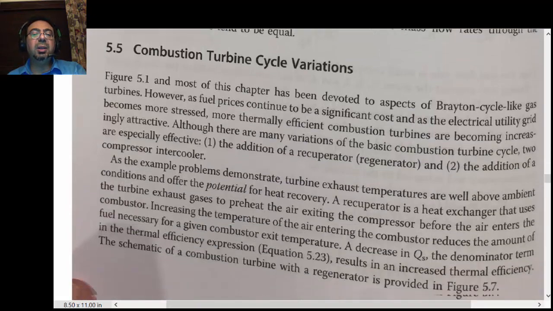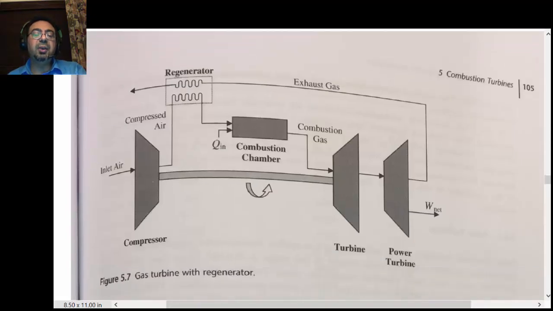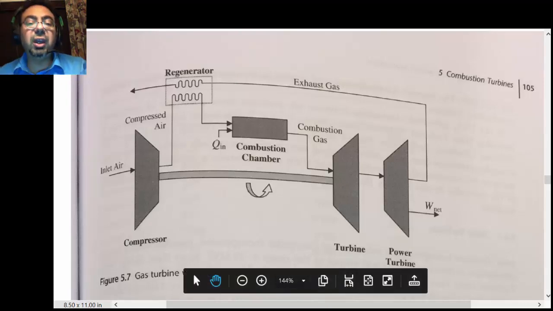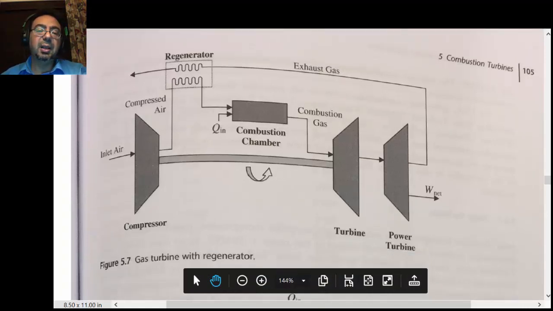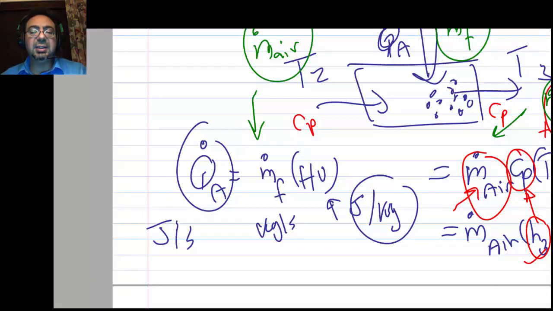So next he will show us different versions of the gas turbine cycle. All those modifications are trying to improve the efficiency. So this guy, this is a heat exchanger, they call it a regenerator. What is that exactly doing?